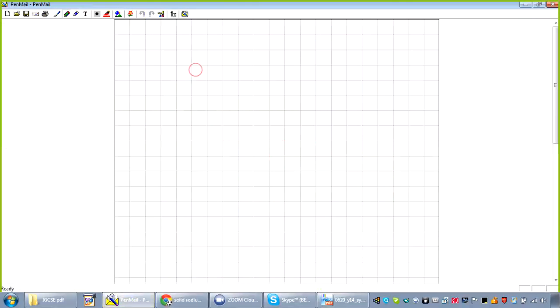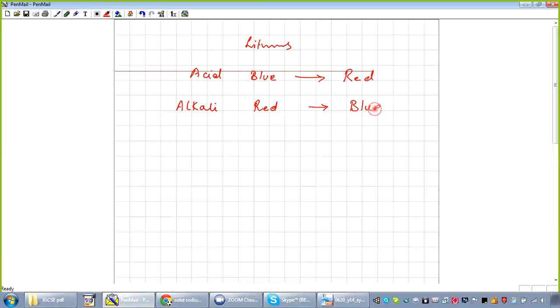Yes. An acid, in terms of litmus, the color change it is going to show is blue to red. And an alkali, a water soluble base, is going to show red to blue.